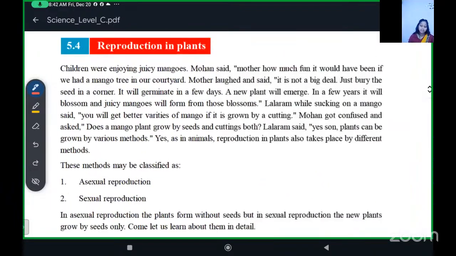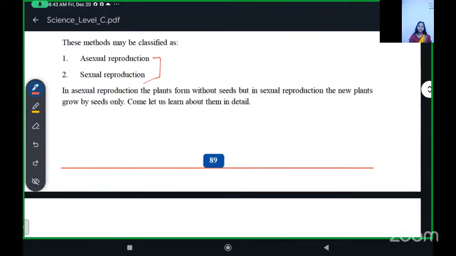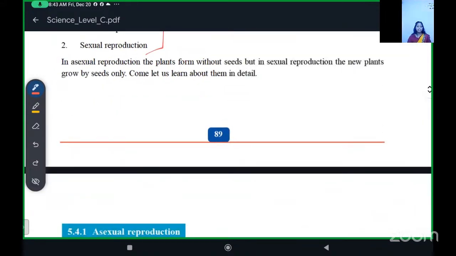Now in plants also, like this was the reproduction that happened in animals. Plants also have reproduction, and again they undergo two methods, asexual and sexual reproduction. In asexual reproduction, the plants form without seeds, but in sexual reproduction, new plants grow by seeds only.